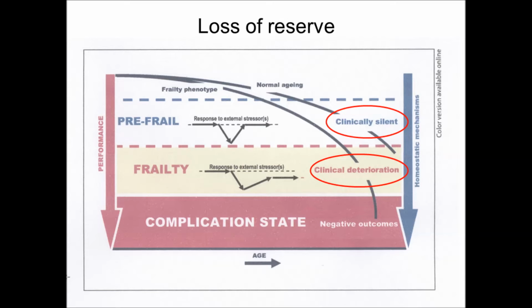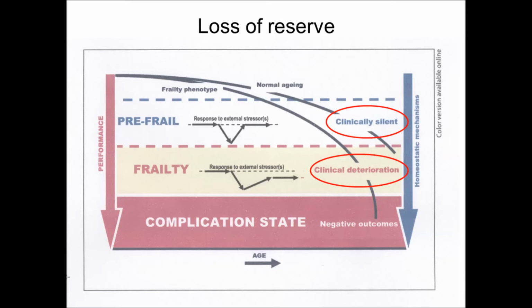So in that pre-frail period, you see a little dip in the upper section. You might not notice any loss of performance, any loss of function. But once you're below the dotted line, a little crisis, a little fall, a little infection, and suddenly that has a big impact on your performance. So that's what frailty is centrally about, loss of reserve, so nothing to call upon in a crisis.